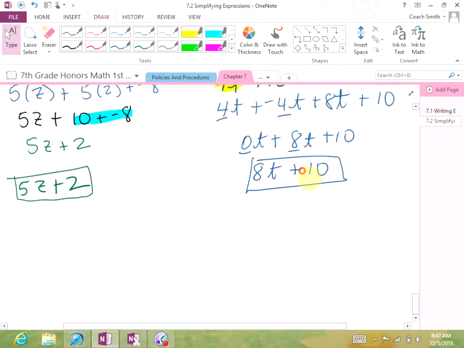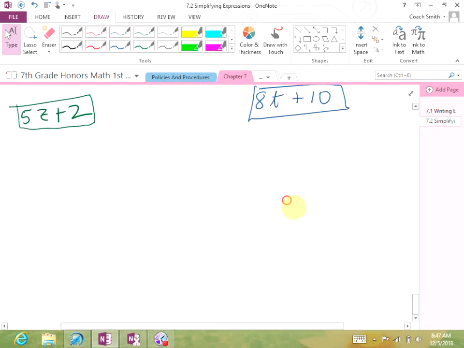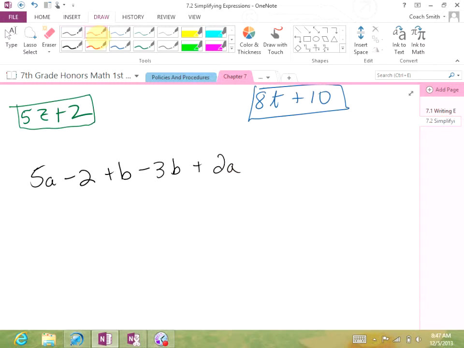All right, last one I want to look at. 5a plus 2, minus 2 plus b minus 3b plus 2a. Okay, so we have plus negative plus negative.